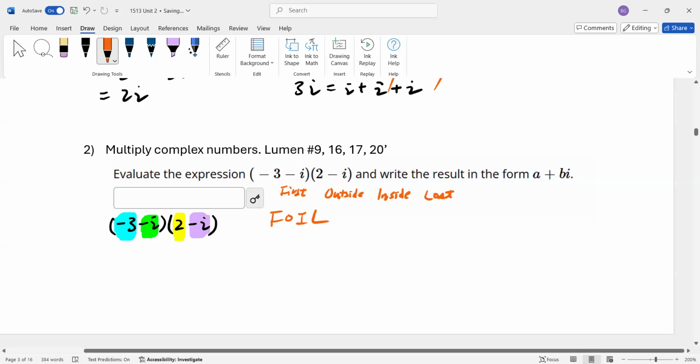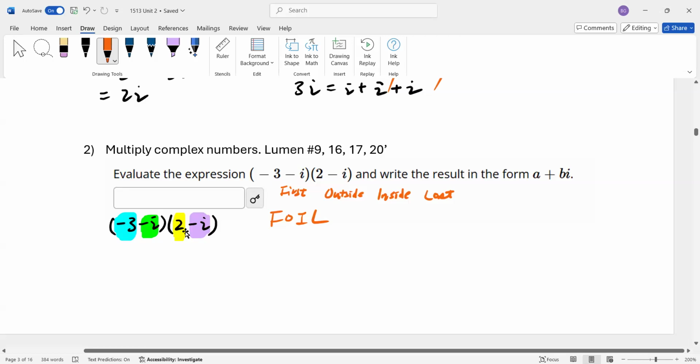First, do you see the blue and the yellow? The blue -3 in the first parenthesis is the first term in the first parenthesis. The yellow 2 is the first term in the second parenthesis. So when we say first, we are referring to those 2, the blue and the yellow.